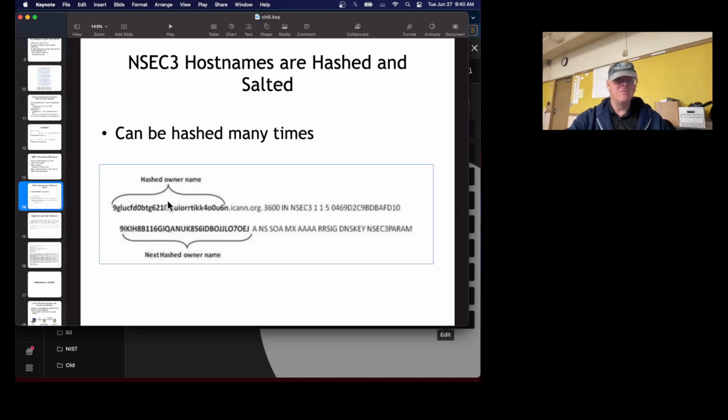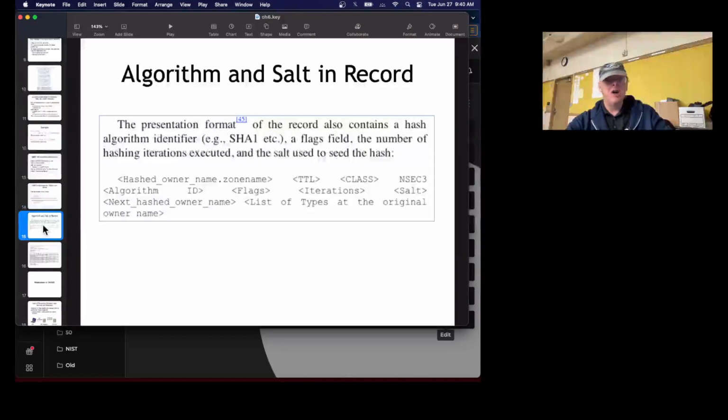So you hash the domain names, then you sort them, then you mark what's in between, and knowledge of that does not make it possible to deduce all the domain names. But as you can see, it's getting pretty complicated. All right.